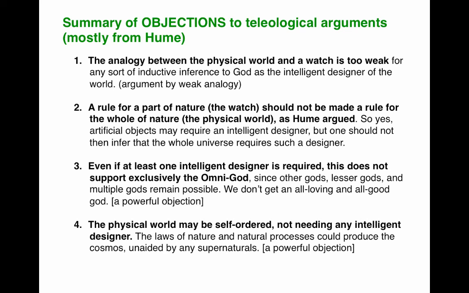Even if at least one intelligent designer is required, this does not support exclusively the omnigod, since other gods, lesser gods, and multiple gods remain possible. We don't get an all-loving and all-good God. This is a powerful objection. The physical world may be self-ordered, not needing any intelligent designer. The laws of nature and natural processes could produce the cosmos, unaided by any supernaturals. This is another powerful objection.